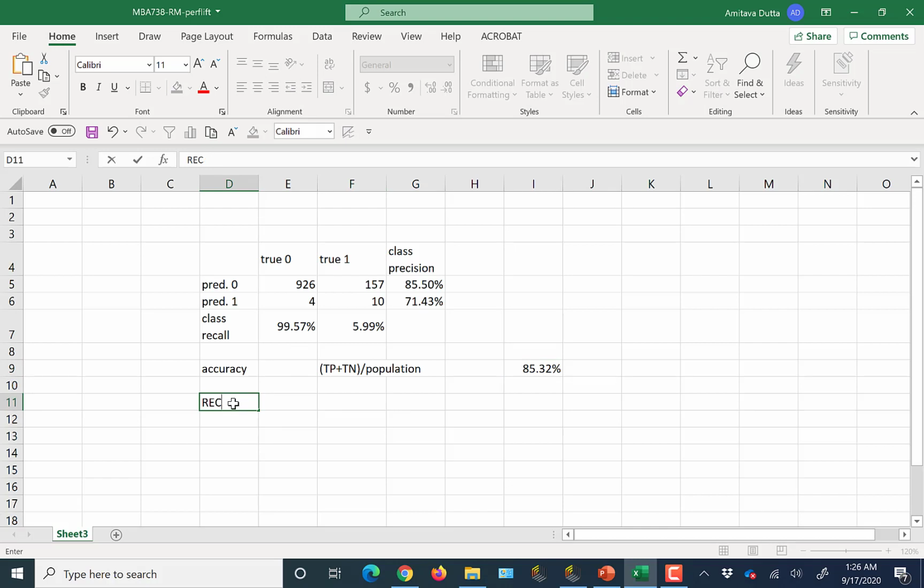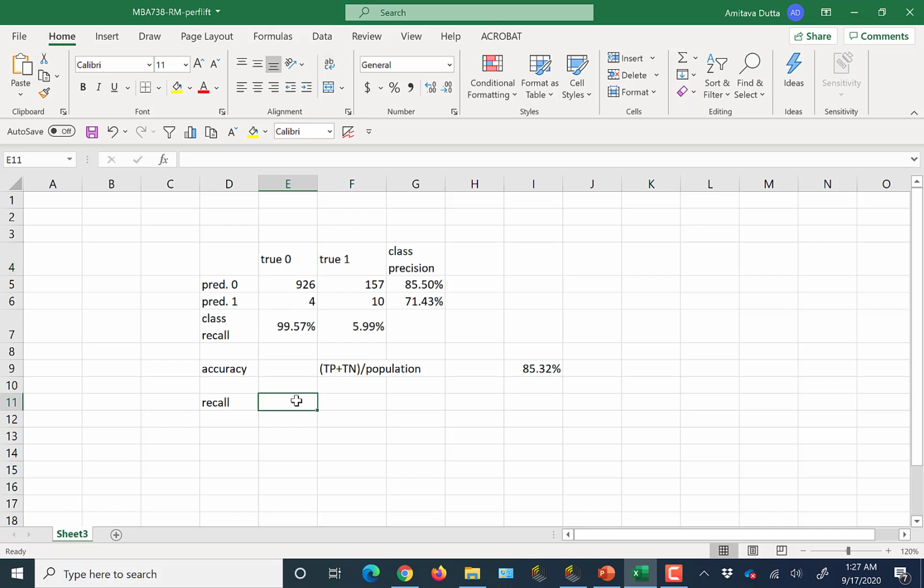So class recall, you have different recall metrics for each of those two categories. Recall for class 0, the non-CHT individuals: recall means what proportion of the non-CHT people was the model actually able to identify correctly. Out of all these non-CHT people, the model was able to identify 926.